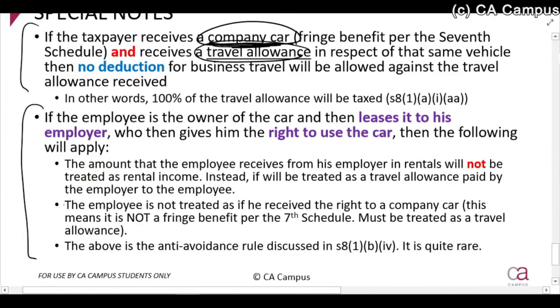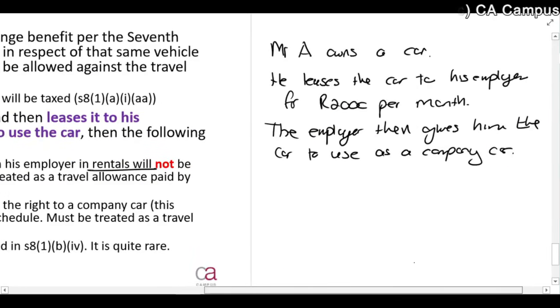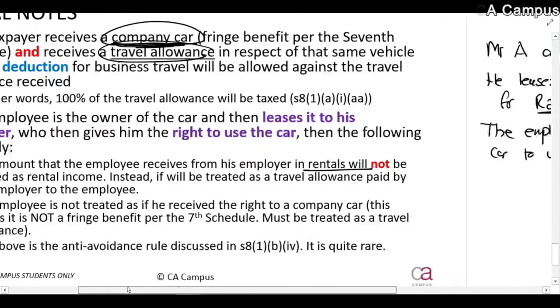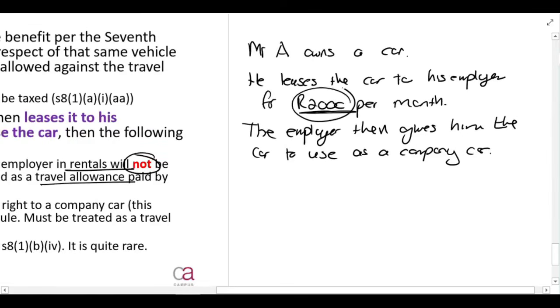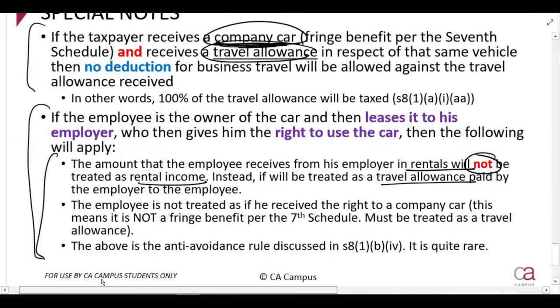If that is the case, what happens? They say that the rentals that you receive, the 2,000 rands per month, will not be treated as rental income. Instead, it will be treated as a travel allowance. Now, the reason why that's important is, if it was treated as rental income, Mr. A would be producing income, so that would mean that he would be able to claim all sorts of deductions against that 2,000 rands a month. So this stops that from happening, because he's no longer treated as if he's receiving rental income, he's treated as if he receives a travel allowance.